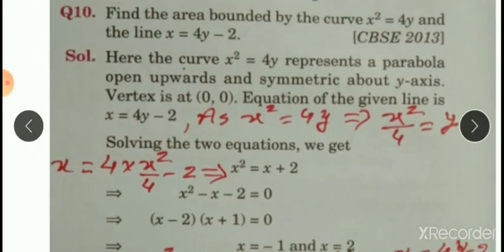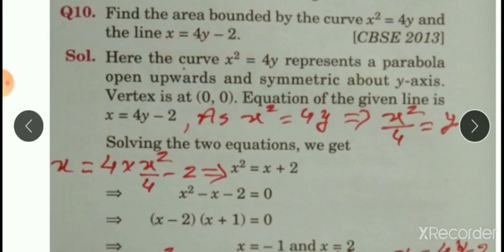Refer to question number 10. Find the area bounded by the curve x square is equal to 4y and the line x is equal to 4y minus 2. x square is equal to 4y. You know that this is again a parabola, that is an upper parabola, and this is the line.